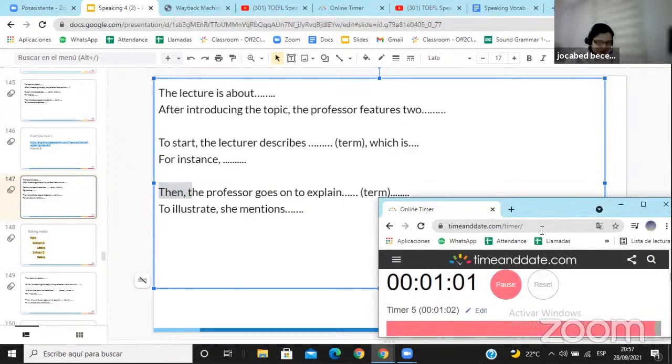Okay, the lecture is about the seabirds and their adaptation to survive. To start the lecture, describe albatross. These animals develop one way of adaptation, that is long wings. With these wings, they can find food with little energy.